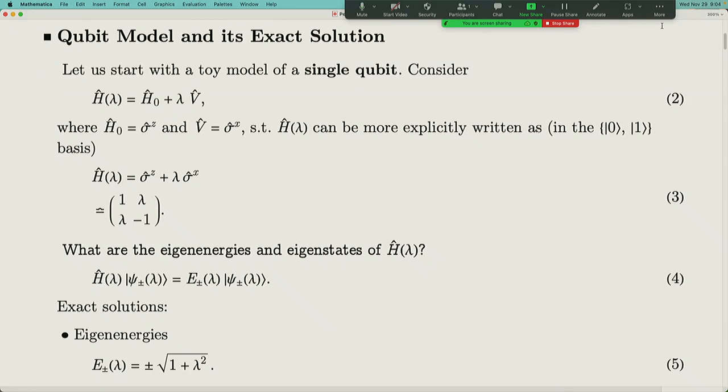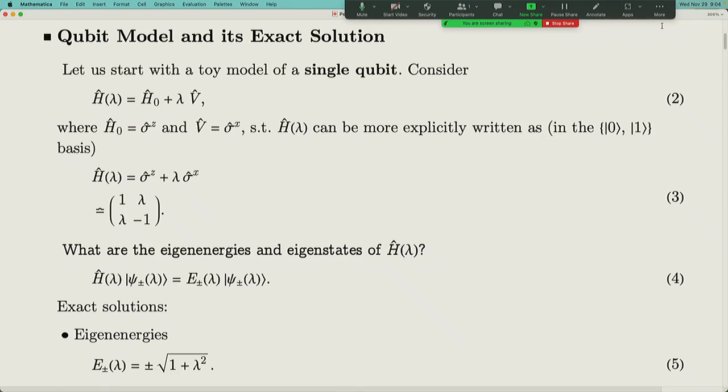such that when you put them together in H0 plus lambda V, this lambda-dependent perturbed Hamiltonian can be written in the basis of 0 and 1 as something like this. Because sigma Z is basically 1 and minus 1, and sigma X will be a 1 here and another 1 here. But because it is multiplied by the coefficient lambda, lambda goes to these two different places. So this is the Hamiltonian we wish to solve. We want to diagonalize this 2x2 matrix and find its eigenvalues and eigenstates. That's the problem we wish to answer.